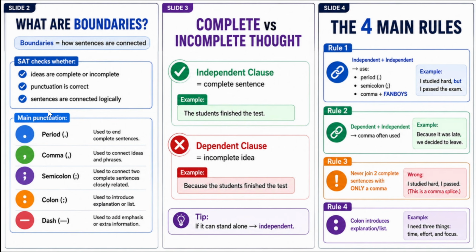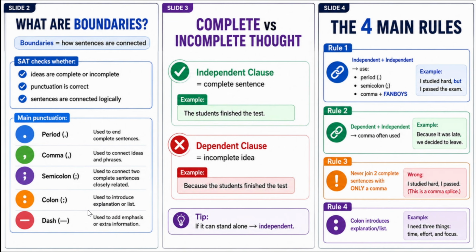Now let's quickly review the main punctuation marks. A period ends a complete sentence. A comma connects smaller ideas or phrases. A semicolon connects two closely related complete sentences. A colon introduces an explanation or a list. And a dash adds emphasis or extra information.